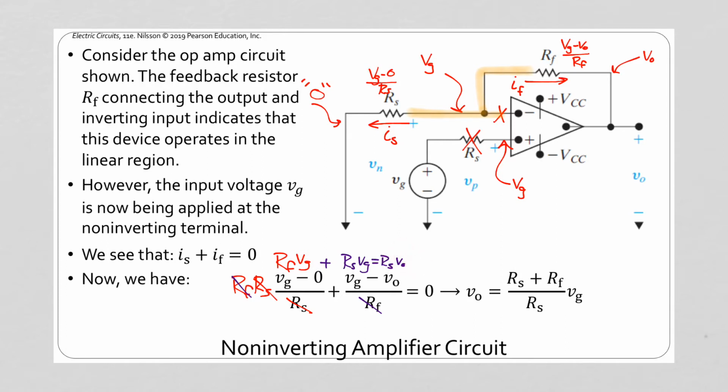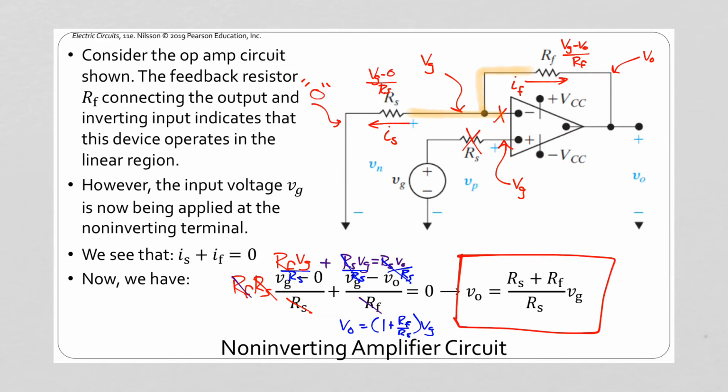Now to solve for VO, we'll divide by RS, and those will cancel. And so our VO will be 1 plus RF over RS times VG. So our input is here times a gain is equal to our output. Notice that these are resistances, these are positive values, and so our gain here is all positive. We can rewrite this, find a common denominator, and more generally we'll find that our equation relating our signal and our output is thus.